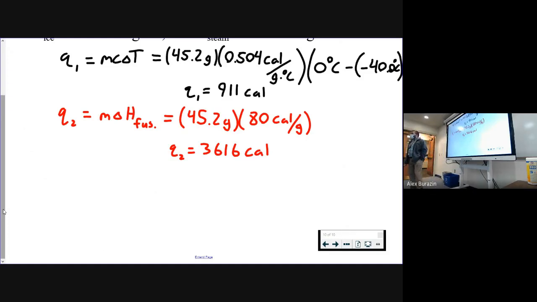So on and so forth. There are 3 more steps. Q3 is heating up the liquid water. Q4 is boiling the liquid water into gas. And Q5 is heating up the steam. Do the last 3 chunks, and then to get the total, we add Q1 plus Q2 plus Q3 plus Q4 plus Q5. I'll give you a little chunk of time here. Shouldn't take you too long.